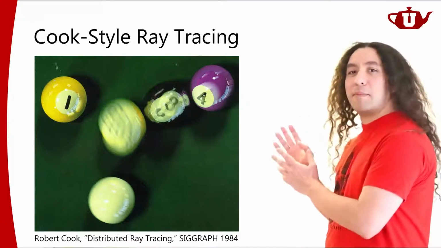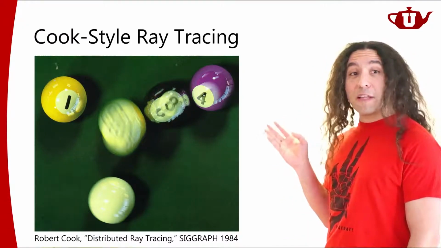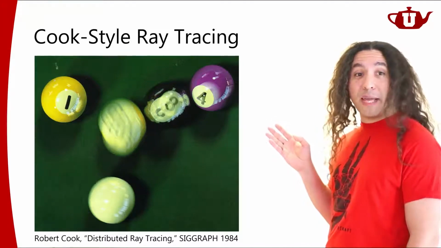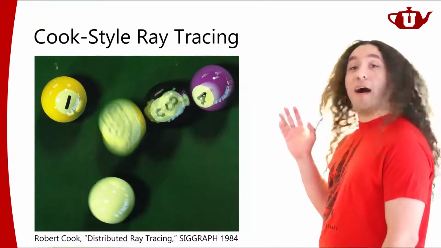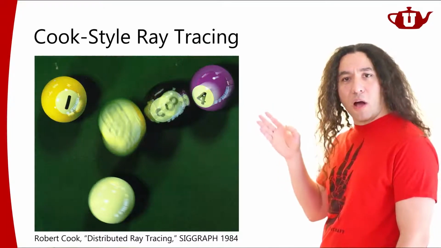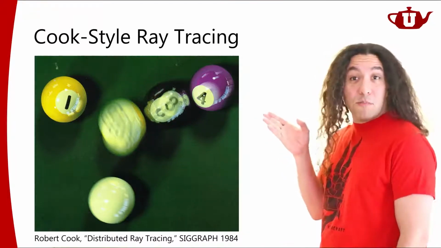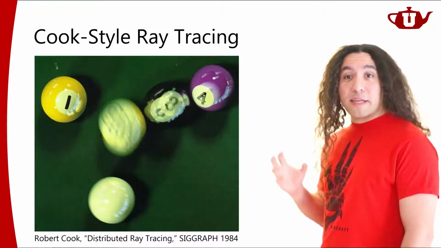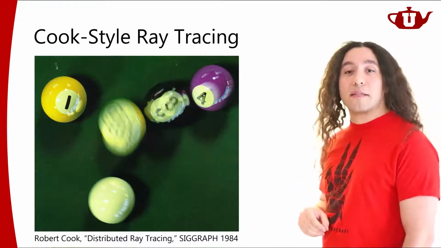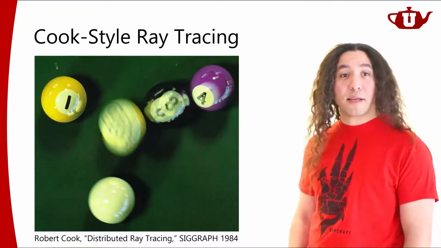If you look at this image, even by today's standards, this is a fairly impressive image, right? It has a lot of very complex components. There are soft shadows, there are imperfect reflections, and there's obviously motion blur. They could generate all that using a new type of ray tracing called distributed ray tracing.